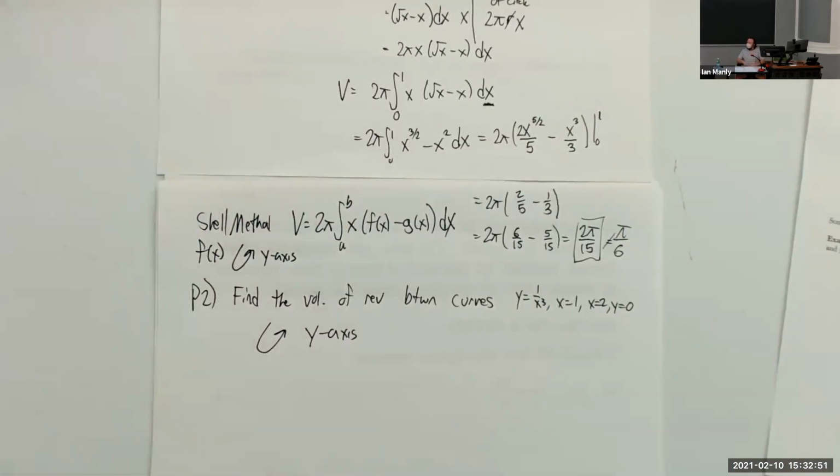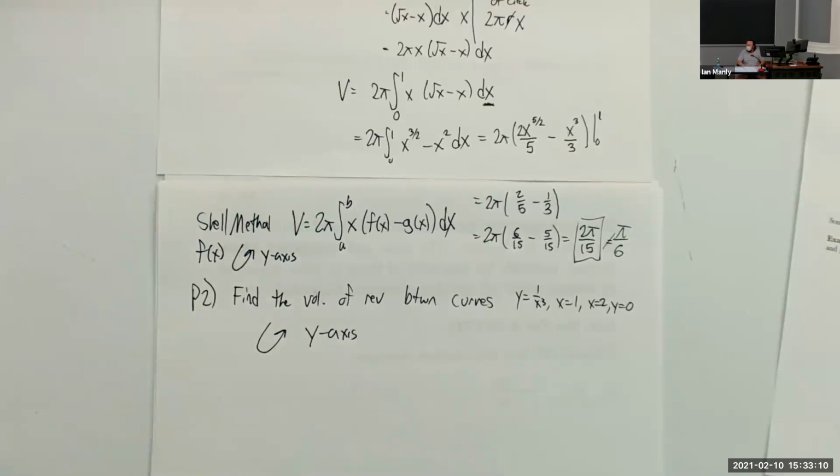Is there any exception to the shell and washer method? Not really. As long as you can make a coherent area, then no, this method should work for anything. Although these formulas are specifically if you're spinning around the y and x axes. If you're spinning around a different axis, like maybe x equals 2, then the formulas are a bit different.